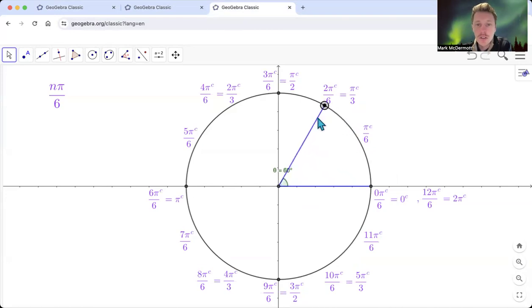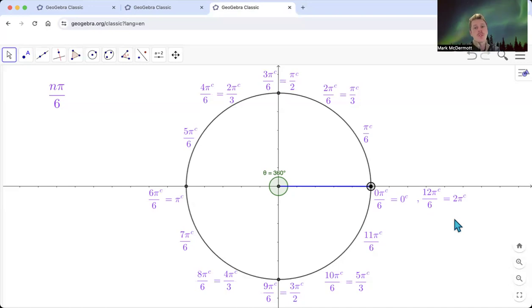2 pi on 6 must be 60 degrees, and simplified that is pi on 3 radians. 3 pi on 6 is pi on 2 radians again. 4 pi on 6 is going to get us to 120 degrees, which is 2 pi on 3 radians, if we simplify. 5 pi on 6, 6 pi on 6, 7 pi on 6, 8 pi on 6, 9 pi on 6, which is 3 pi on 2, 10 pi on 6, 11 pi on 6, 12 pi on 6, and we're back to where we started. 12 pi on 6 is obviously 2 pi.